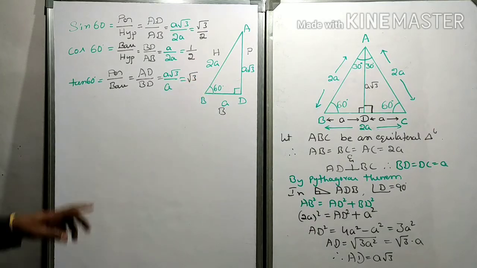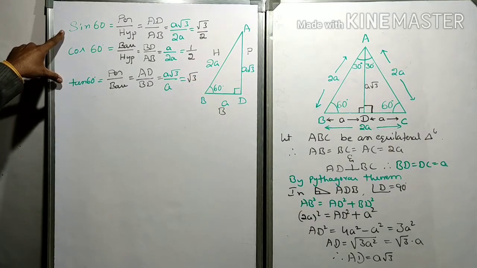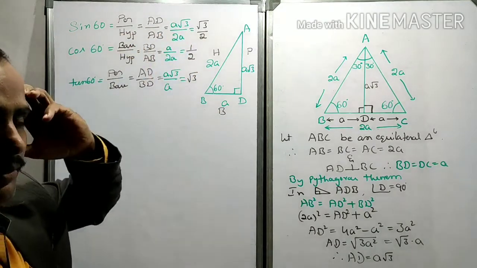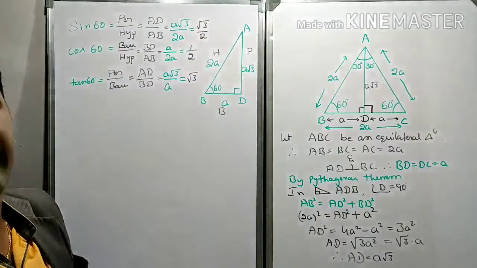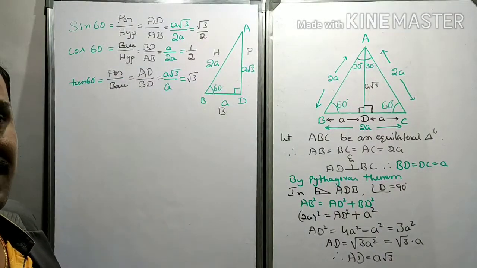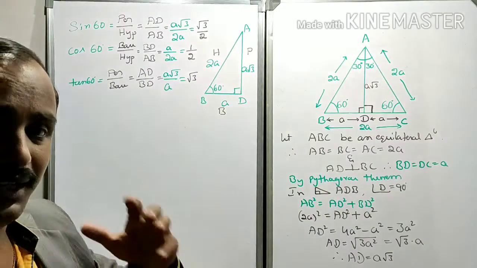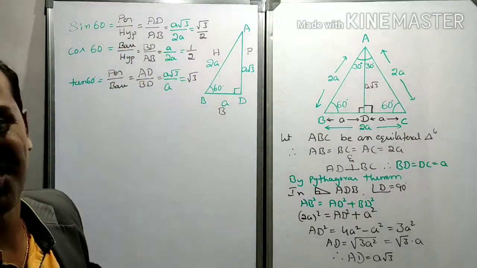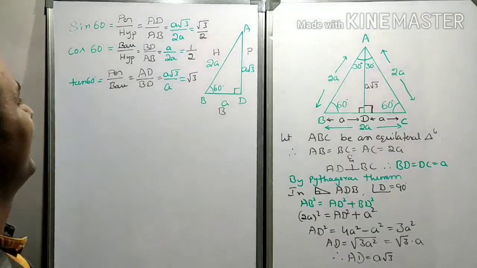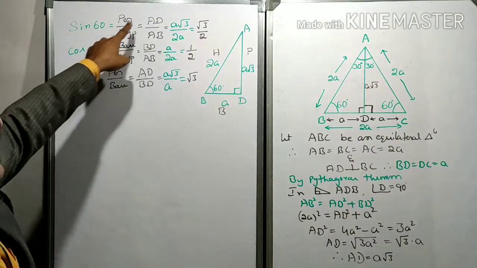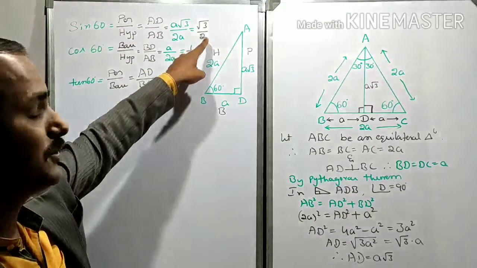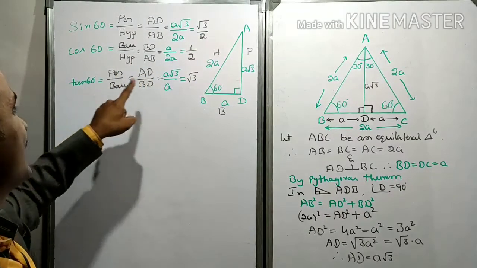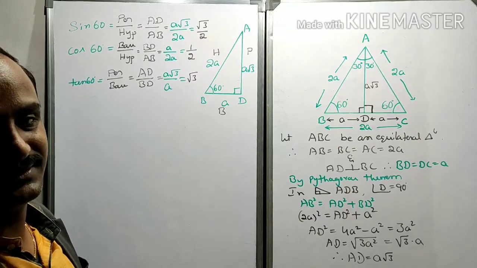Understood? These three standard angle ratios, if you store them in your mind once, you will not forget them lifelong, dear children. Even if you become a grandfather or grandmother, you will not forget these standard angle ratios. Next, shall I repeat once again? Sin 60 is root 3 by 2. Cos 60 is 1 by 2. Tan 60 is root 3.